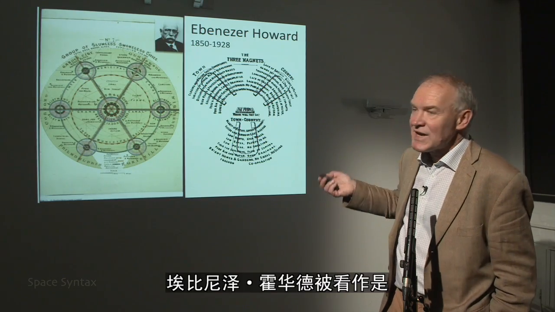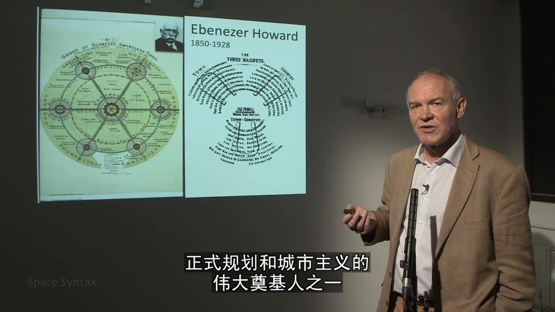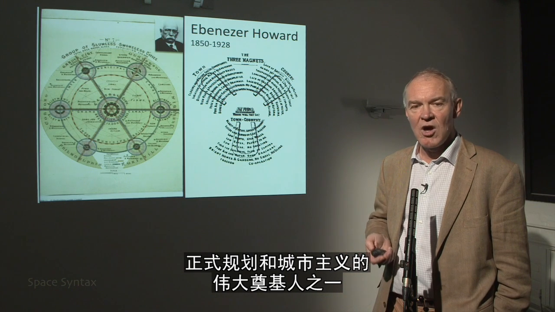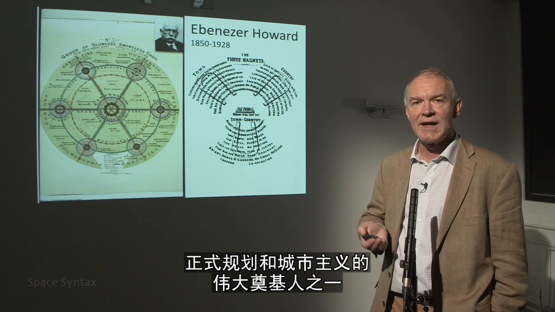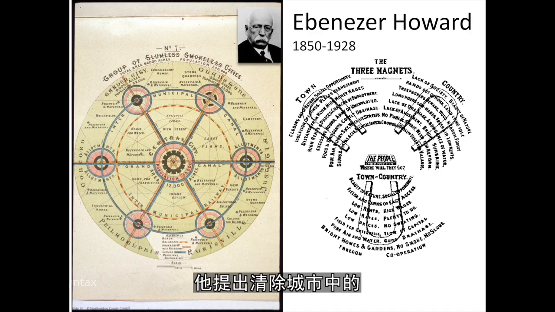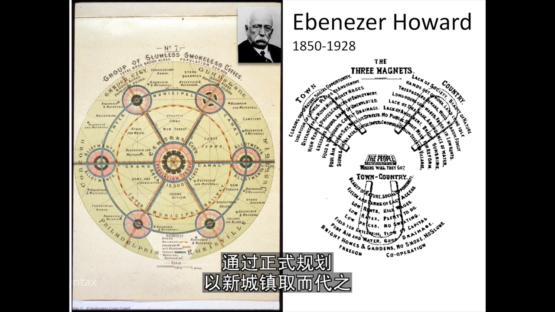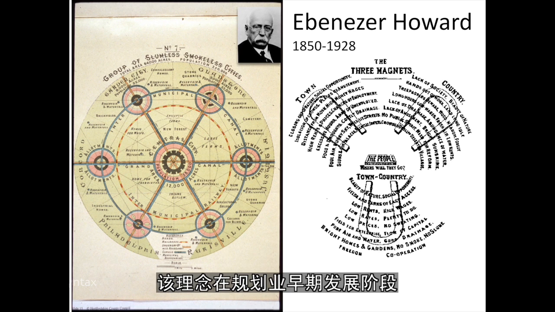Now, let's just take a step back. Ebenezer Howard is thought of as one of the great founding fathers of formal planning and urbanism. His idea about getting rid of the Victorian smoking slums of cities by formalised planning of new towns became an icon for all the early development of the planning profession.